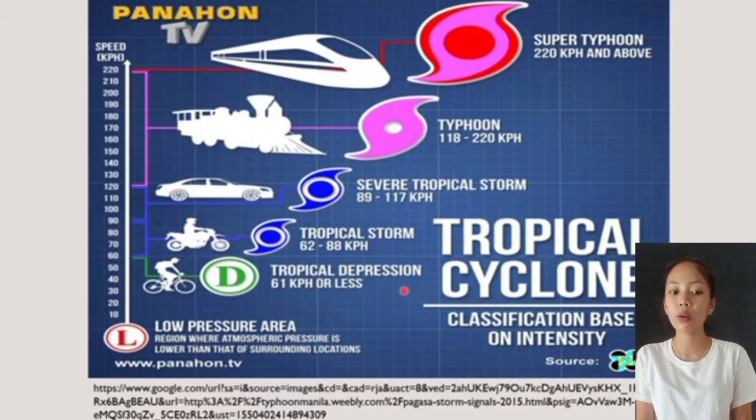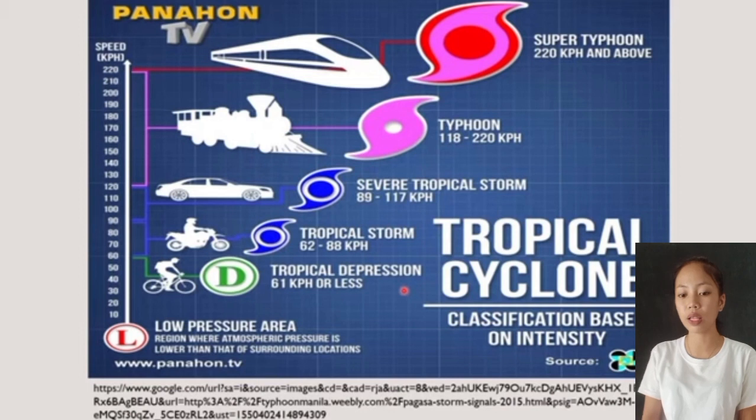We also have typhoon, which is 118 to 200 km per hour. We can already compare the speed of it to a train system. Well, the strongest one is what we call the super typhoon, which is 220 km per hour and above. We can compare the speed of the super typhoon to a bullet train. Okay, ganun kalakas ang isang super typhoon. Some super typhoon can destroy property or even cause death to a certain level.